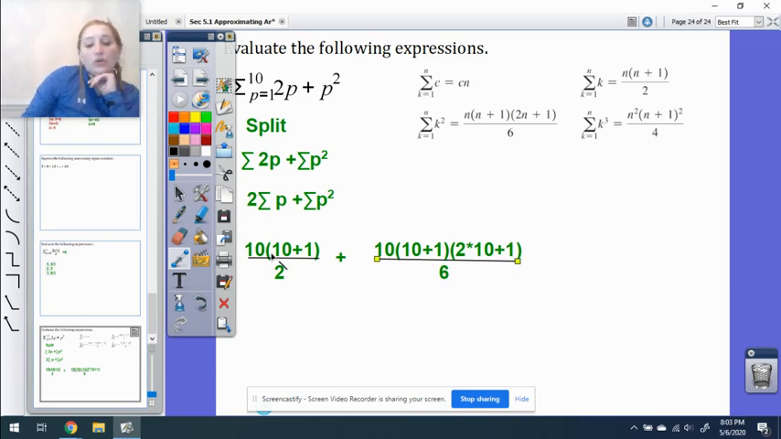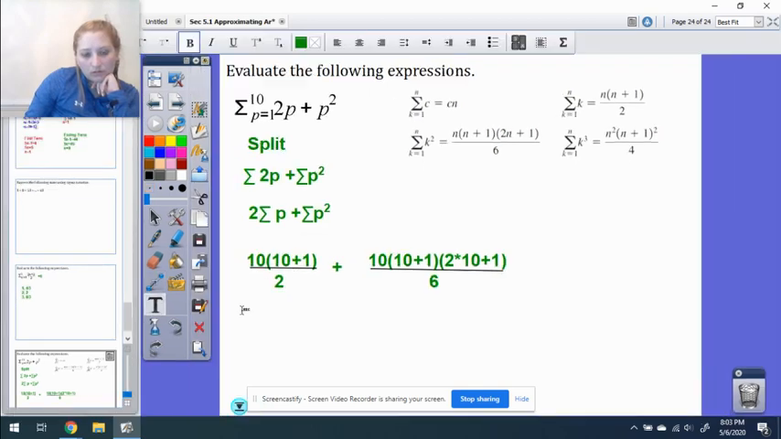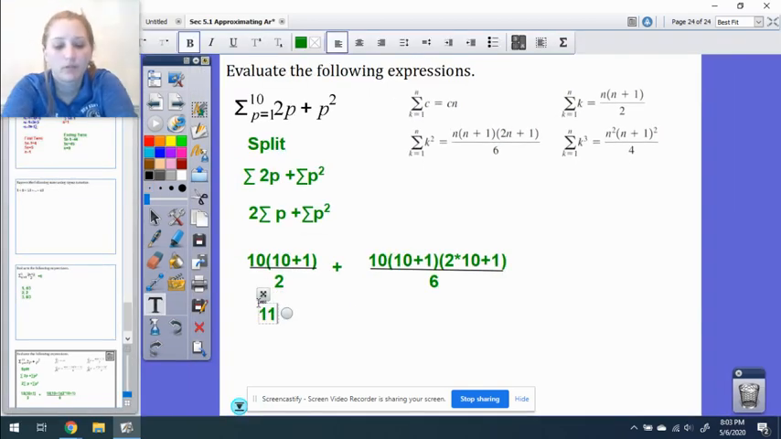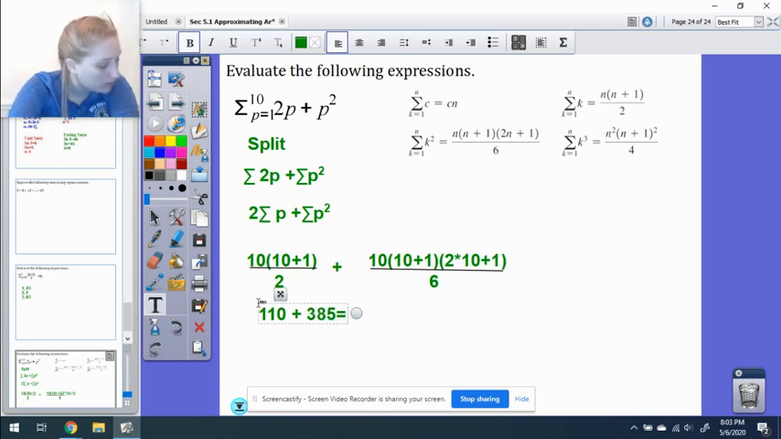All right, so I got 110 for the first term, and I got 385 for the second term, and so I added them together to get 495, and that's it.